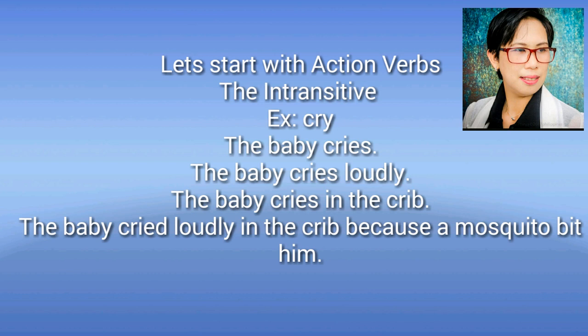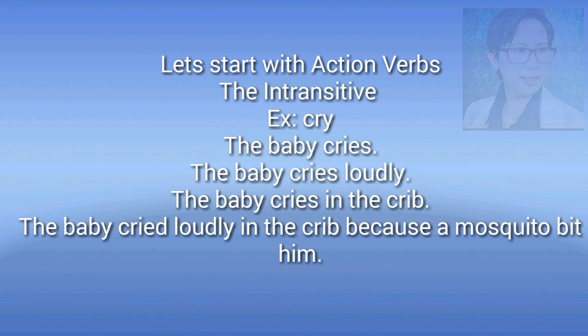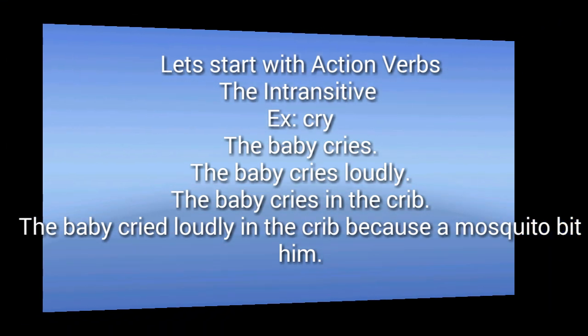Next, the baby cries in the crib. After the verb, I added a preposition plus noun to indicate where the baby is. In the next sentence, I used the adverb, prepositional phrase, and a conjunction. The baby cried loudly in the crib because a mosquito bit him. As you can see, in all of these 4 sentences, there is no direct object. So that is how you use the intransitive verb.